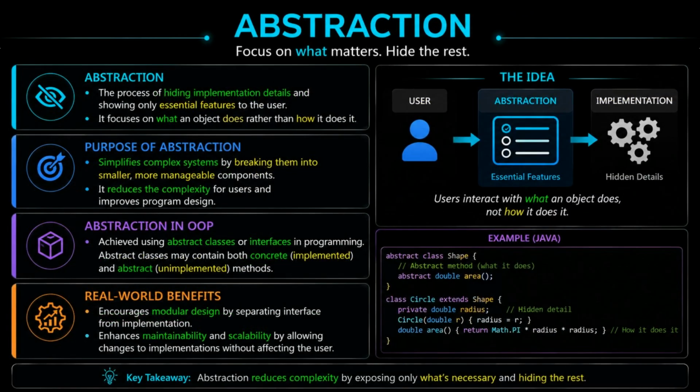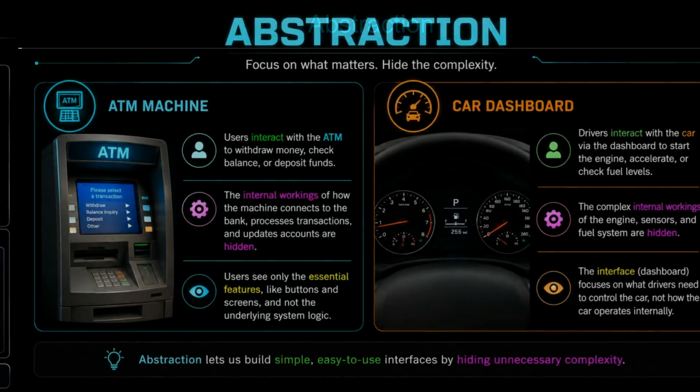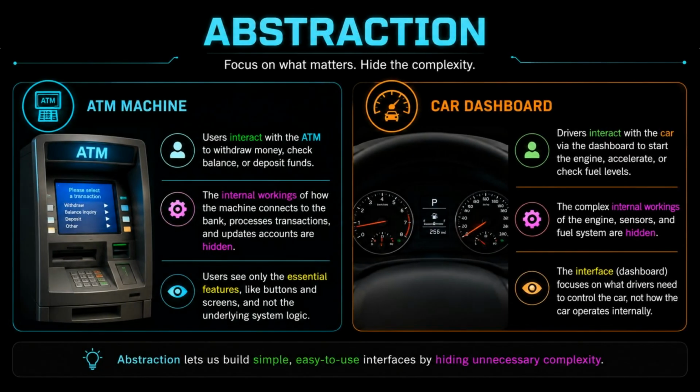Abstraction hides implementation details, showing only the essential features a user actually needs, focusing on what an object does, not how it does it. It simplifies complex systems by breaking them into smaller, manageable pieces, reducing complexity for the people using them. In OOP, it's achieved through abstract classes or interfaces, which can mix concrete, fully implemented methods with abstract, unimplemented ones. The payoff: modular design that separates interface from implementation, making systems easier to maintain and scale without disrupting users when internals change.